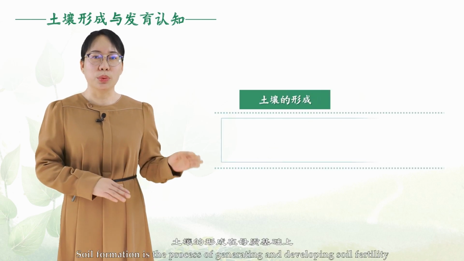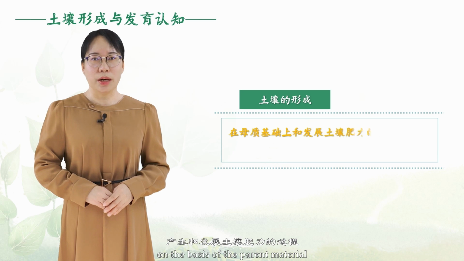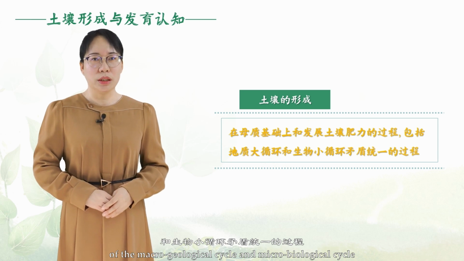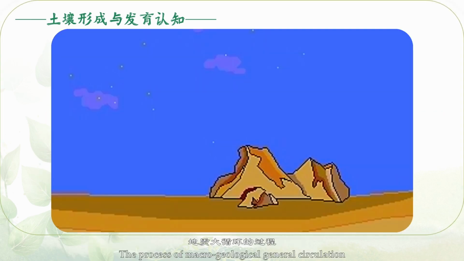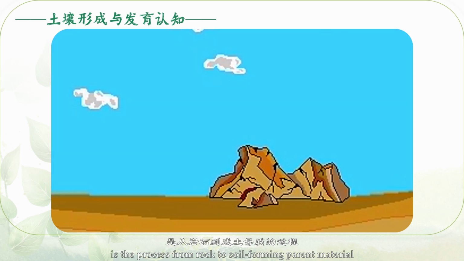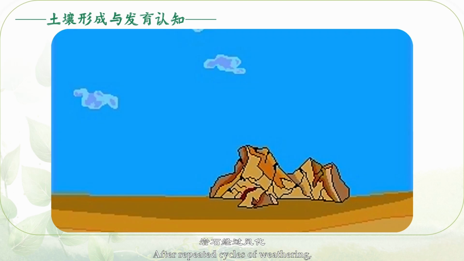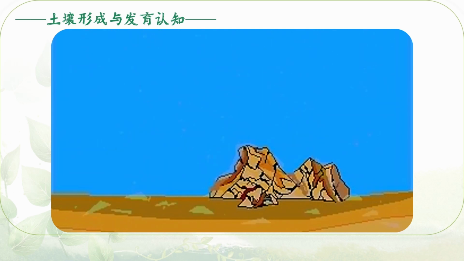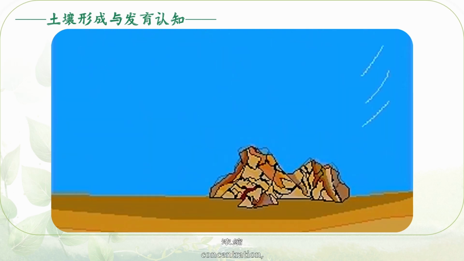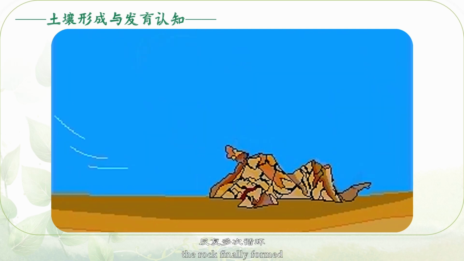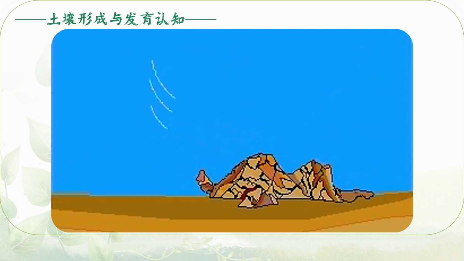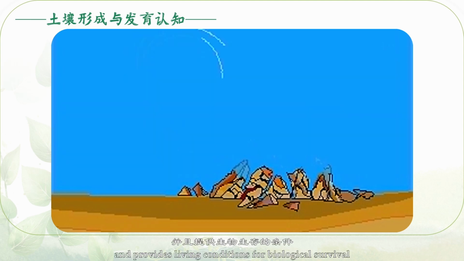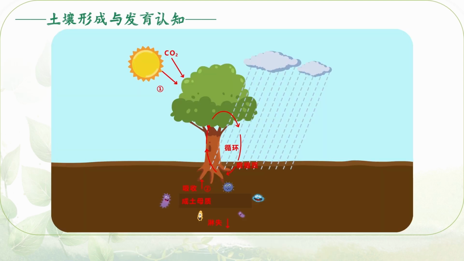Soil formation is the process of generating and developing soil fertility on the basis of the parent material and includes the contradictory unity of the macrogeological cycle and microbiological cycle. The process of macrogeological general circulation is the process from rock to soil forming parent material. After repeated cycles of weathering, rainwater leaching, surface runoff, weathering, evaporation, concentration, deposition, the rock finally formed the soil parent material. The parent material has certain properties of ventilation, water permeability, and water retention, and provides living conditions for biological survival.